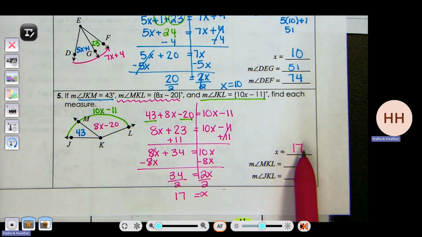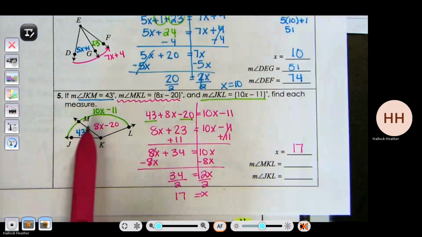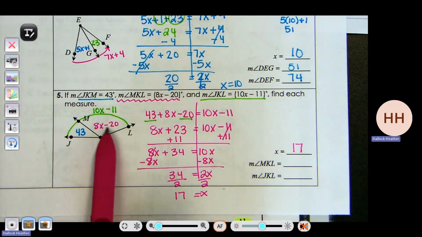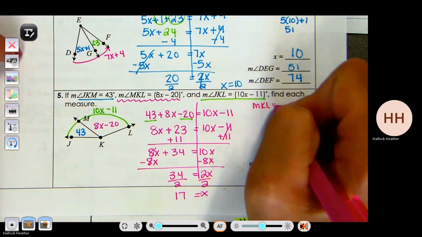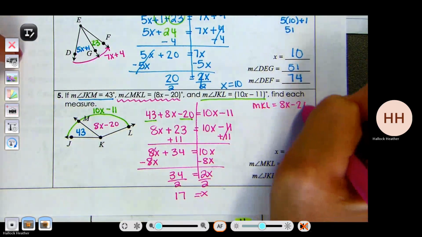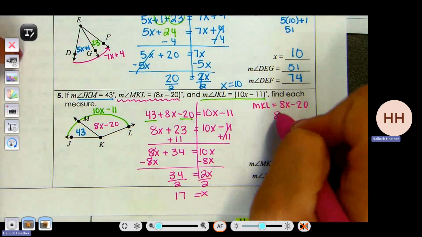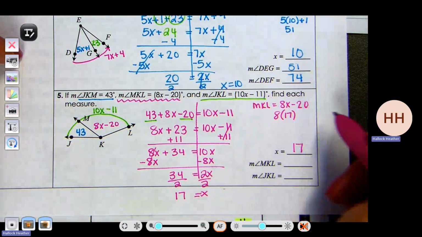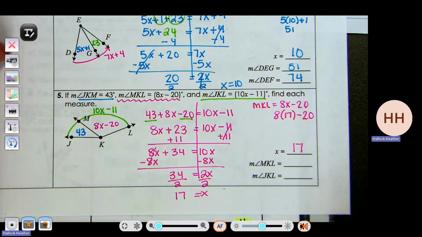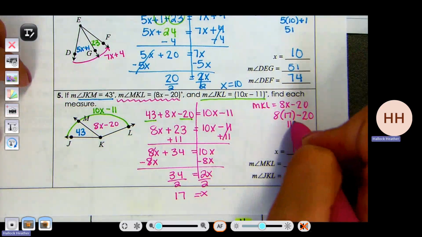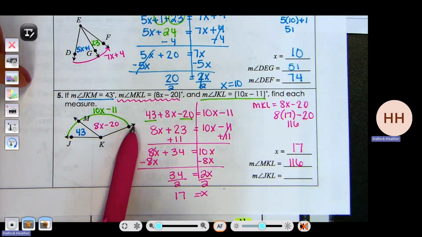So now that I know x is 17, I'm going to plug it back into MKL to start. MKL is 8x minus 20. I'm substituting 17 in. So I'm actually in a calculator. You can just plug it all in at once. 8 times 17. And then I'm subtracting 20. So what do I get for that answer? 116.